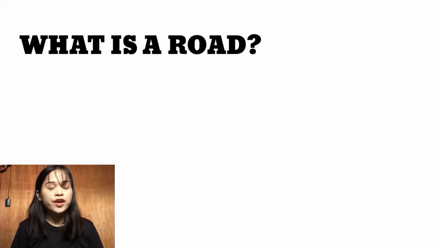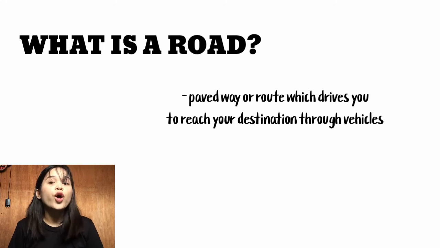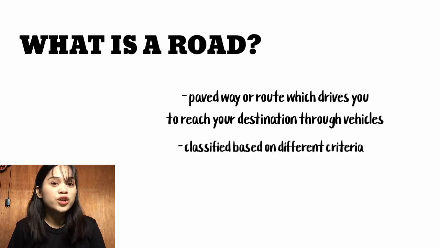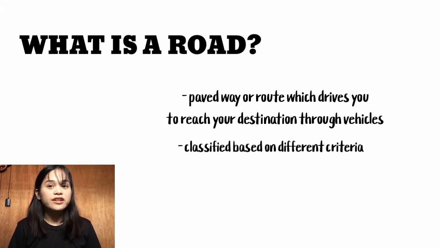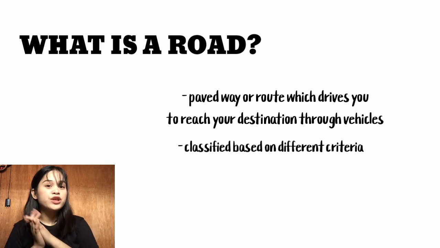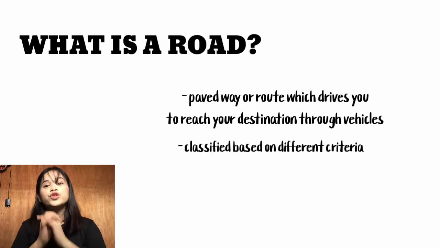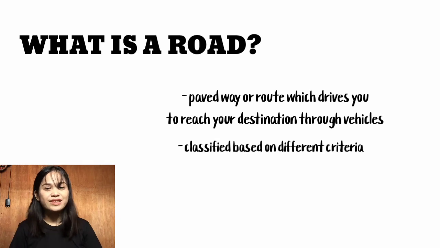So let's get started. Before anything else, let us first define what is a road. A road is a paved way or a route or a thoroughfare which drives you to reach your destination through vehicles. Roads are classified based on different criteria. Each among them is further classified into different types of roads. In this video, I'll give a brief description of each and every type and terms which you frequently listen when someone talks about roads. The classification of road based on usage.